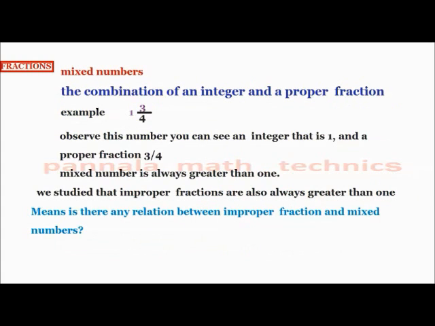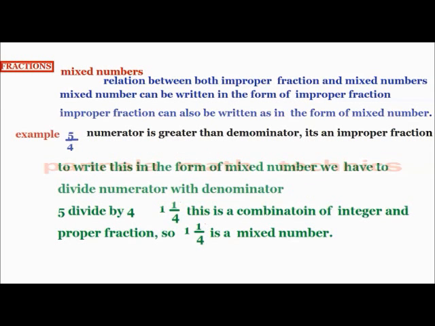Now the combination of an integer and a proper fraction, that is 1, 3 by 4. Observe this number. You can see an integer, that is 1, and a proper fraction, 3 by 4. A mixed number is always greater than 1. We studied that improper fractions are also always greater than 1. That means some relation is there between improper fractions and mixed numbers. A mixed number can be written in the form of an improper fraction, and at the same time an improper fraction can also be written in the form of a mixed number.